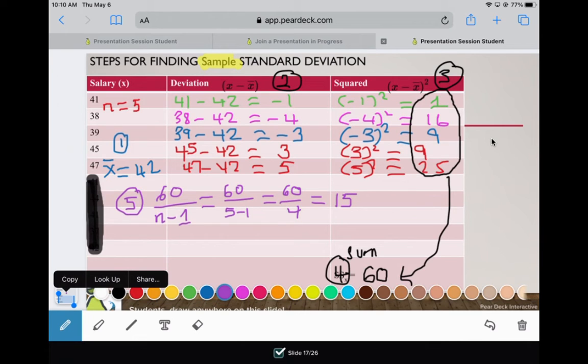So that's the difference compared to the population standard deviation. Population standard deviation, I just divide by n. Sample standard deviation, I use n minus 1, so it's going to be 1 less. If I have 5 numbers, it's going to be 5 minus 1. If I have 10 numbers, then 10 minus 1. I'm going to divide by that number.